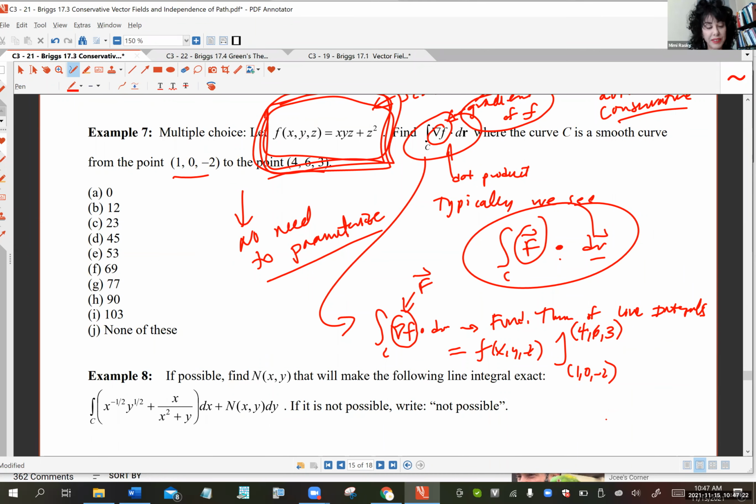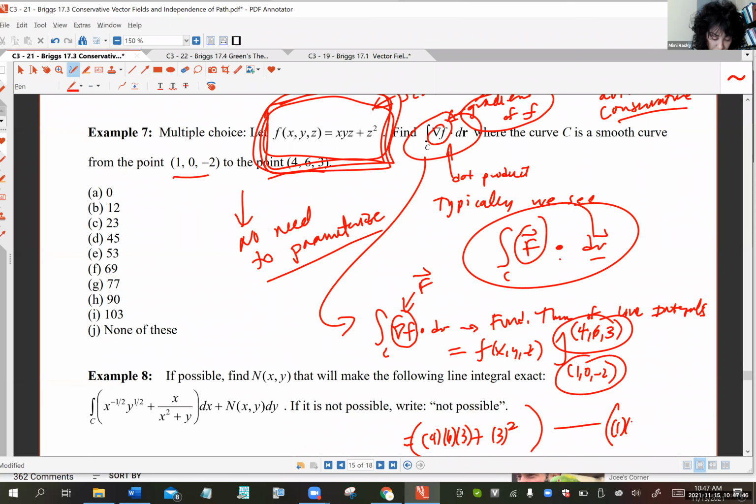I hope this makes it more clear how easy peasy this problem really is. Now, since they gave me the mama, if I evaluate the mama at 4, 6, 3, I get x, y, z: 4 times 6 times 3, plus z squared, that'd be plus 3 squared, minus, and then we'll evaluate the mama at the starting point of 1, 0, -2. So we're going to have 1 times 0 times -2, which is a big fat 0, plus z squared, so that would be -2 squared.